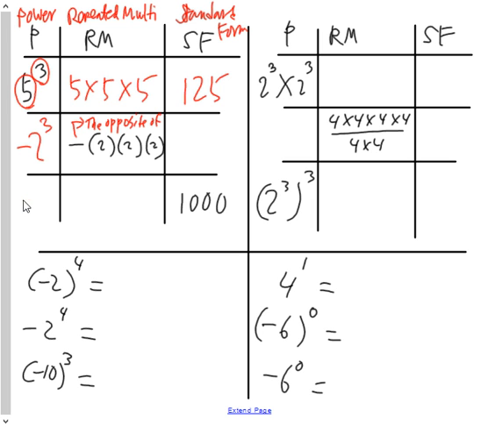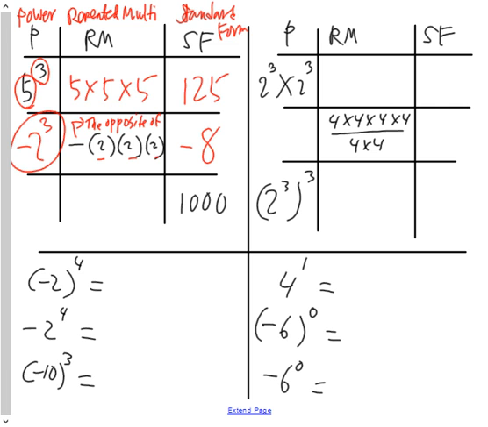Well, if it was this, for example, in repeated multiplication, it would be negative 2 multiplied by itself 3 times. Now, even though they would be the same standard form answer, they are not the same in repeated multiplication. So we must interpret this as being the opposite of 2 cubed and not negative 2 cubed. So in standard form, since 2 times 2 times 2 is 8, the opposite of that would be negative 8.